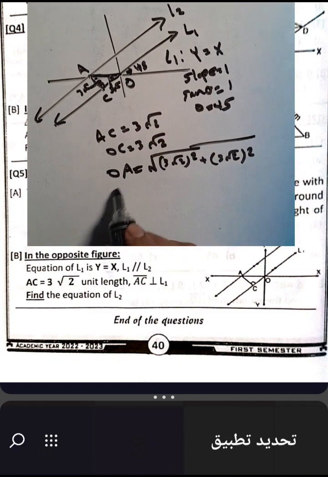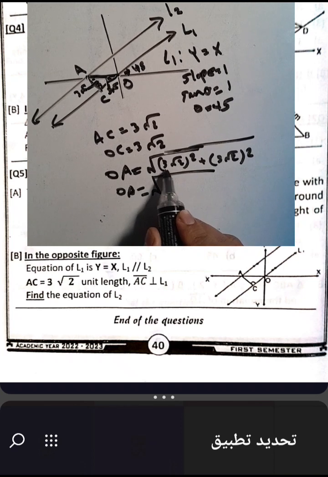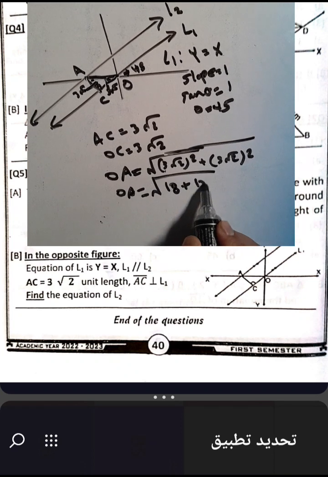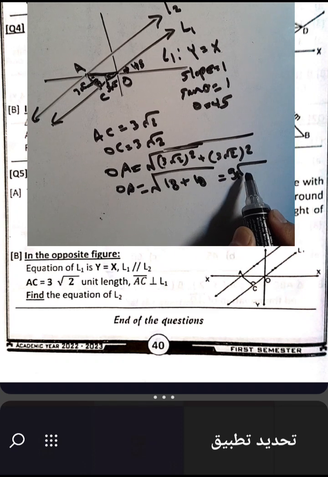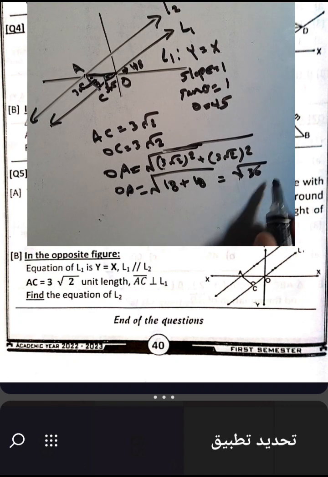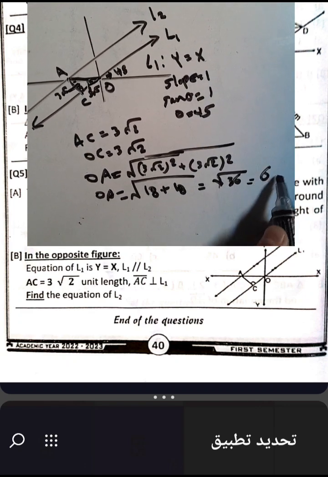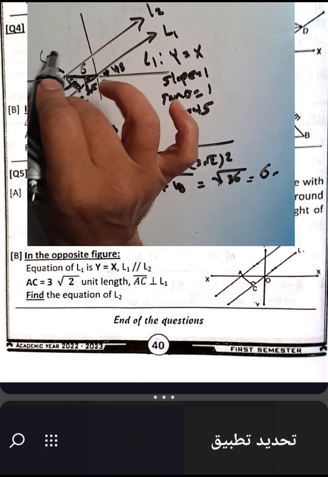Then OA will be equal to the square root of 9 times 2, equal to 18, plus 18, equal to 18 times 2. No, 18 times 2 equals 36. The square root of 36 equals 6 units. Then this part will be 6. Then the coordinates of A will be negative 6 and 0 about this point.